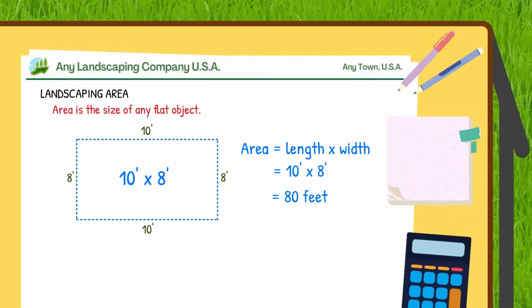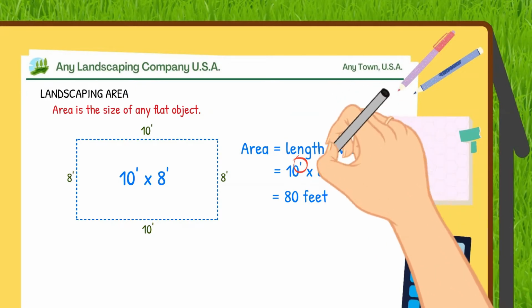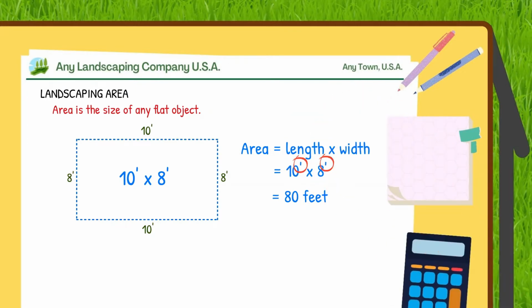Now what should be the unit of our answer? Let's treat this foot designation like it's a 1. 1 and 1 together gives us a 2, so that's 80 feet squared or 80 square feet. Now always remember that for area, the measurement is always squared.